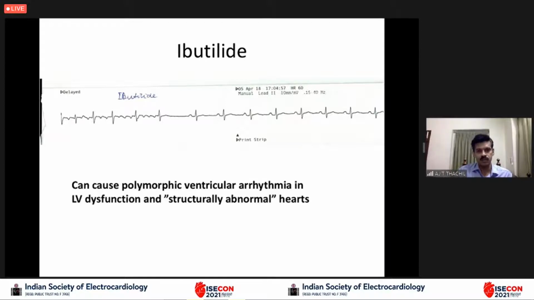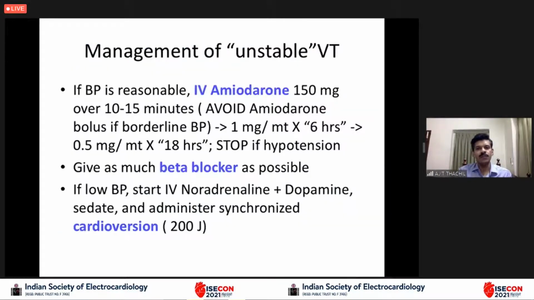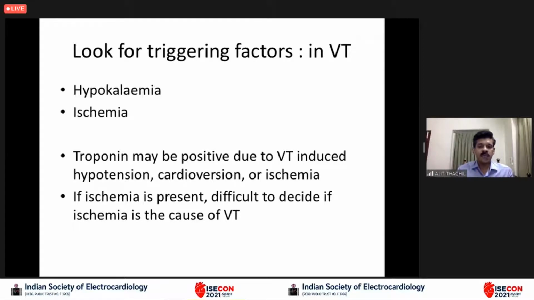So don't use it. What about a malignant arrhythmia which has been diagnosed as a ventricular tachycardia and the patient has reasonable blood pressure? You can give amiodarone just like the SVT, but give amiodarone plus beta blocker and then consider cardioversion. Also look for triggers, hypokalemia and ischemia. Remember that troponin can be positive due to VT-induced hypotension or cardioversion or due to ischemia. That is to say, having a positive troponin with a VT doesn't mean that ischemia is the cause of the VT.